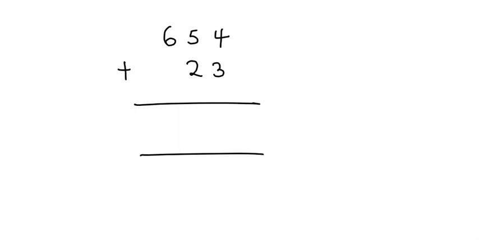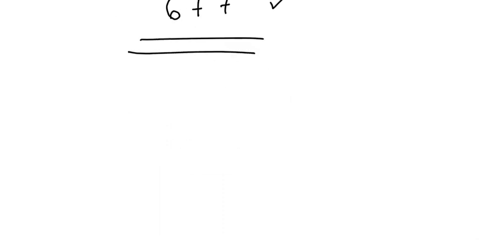Supposing you're given 654 plus 23. What will be the answer? 4 plus 3, 7. 5 plus 2, 7. 6 plus 0, 6. We get 677.